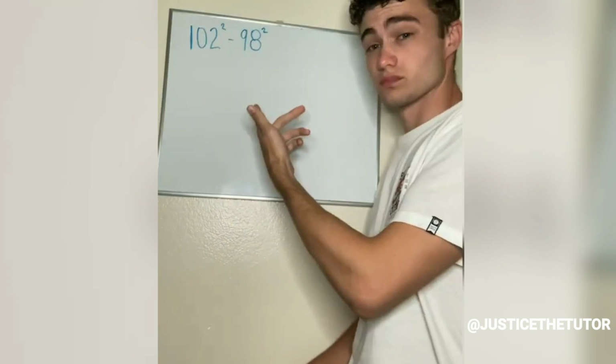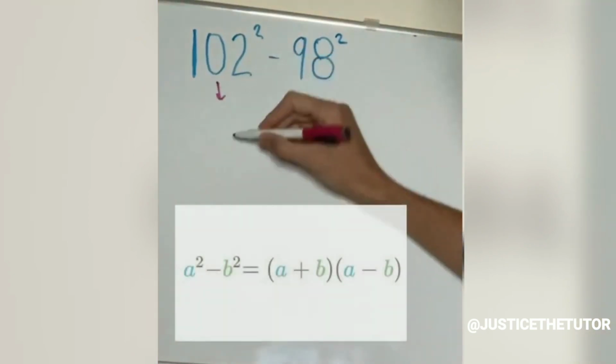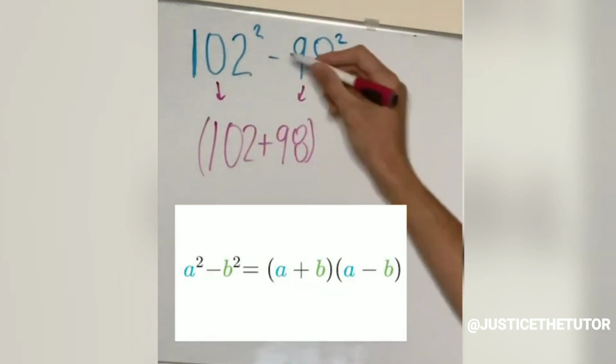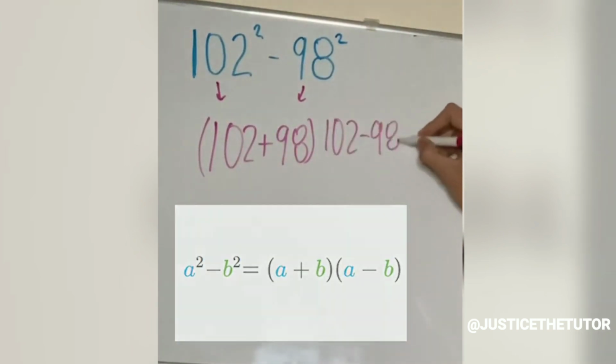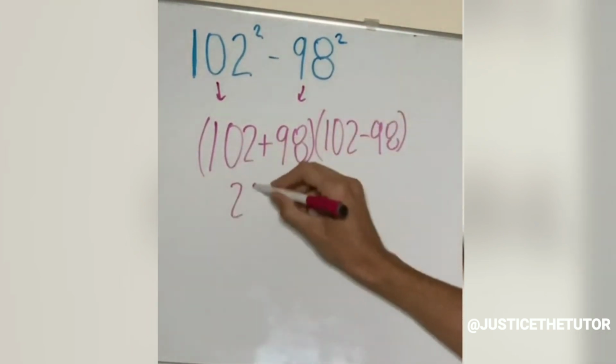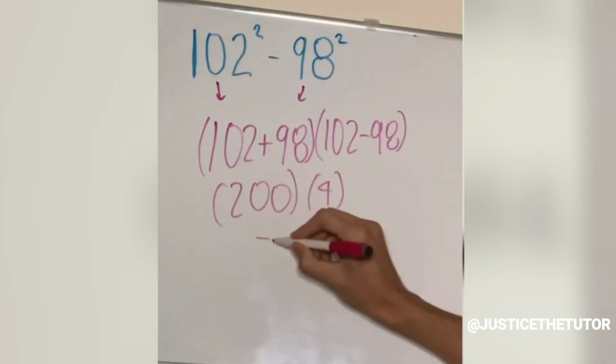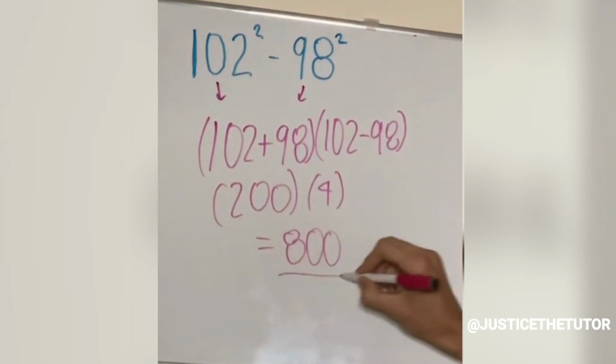So when you first see this, you're like, how the heck am I going to do this without a calculator? We use what's called the difference of squares formula, and you basically add the two numbers up, and then you multiply by the first number minus the second number. If you add up 102 and 98, you'll get 200, and 102 minus 98 is 4. And 200 times 4 is 800. It's that easy.